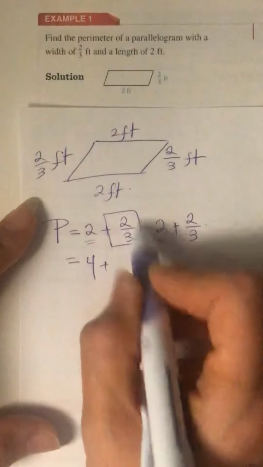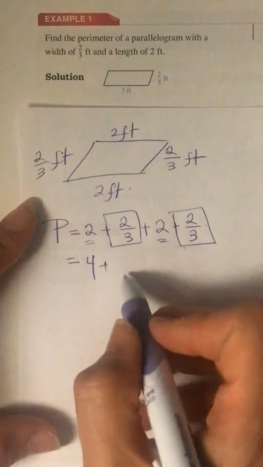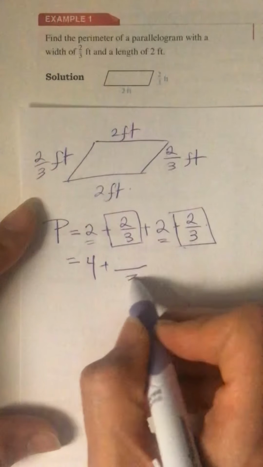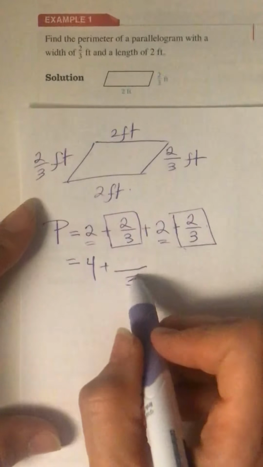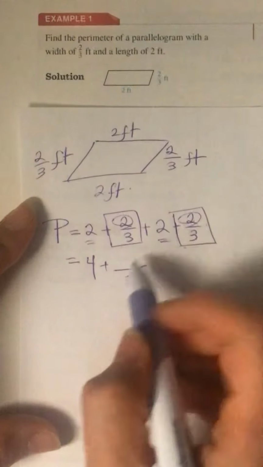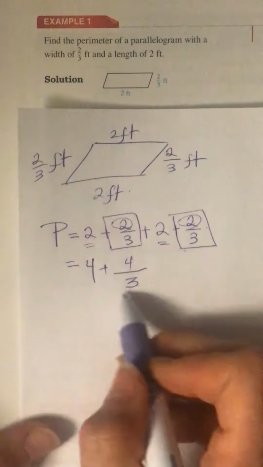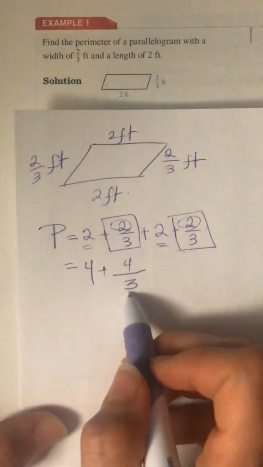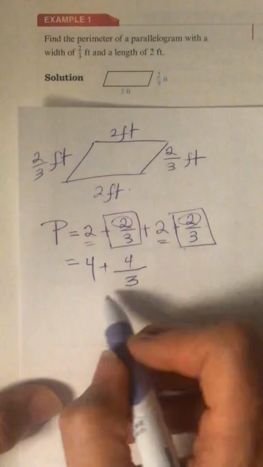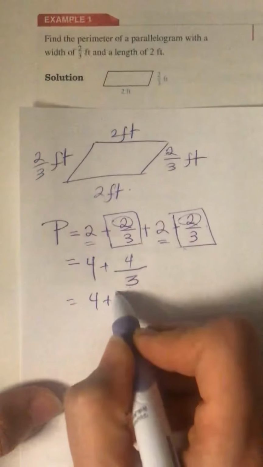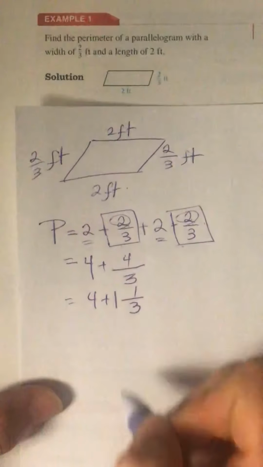How do you add two fractions? What do we need when we add fractions? A common denominator, which we already have. Go ahead and add 2 and 2, 4 over 3. This is the right answer. What's wrong with that? 4 over 3 is an improper fraction. We break it down to 1 and 1/3.